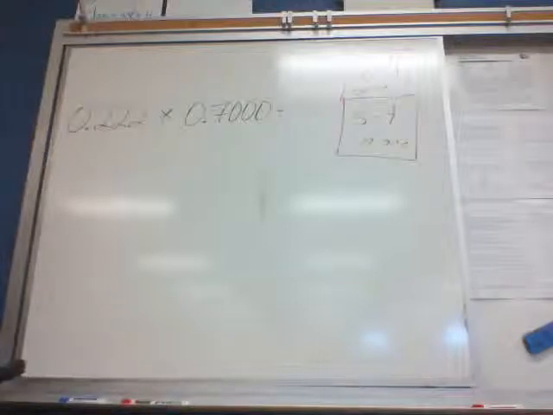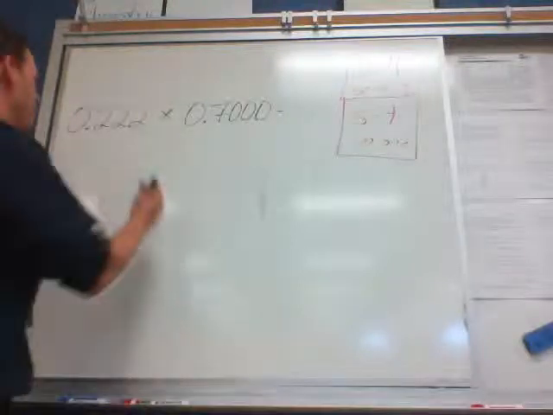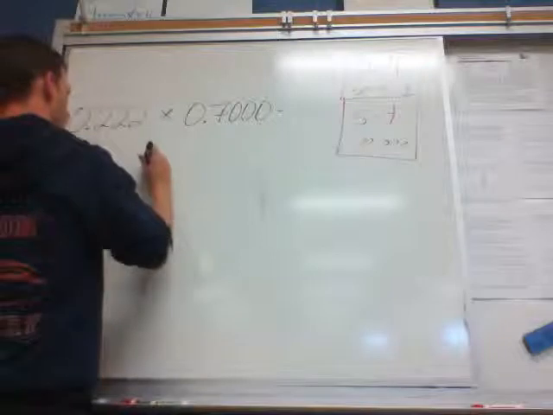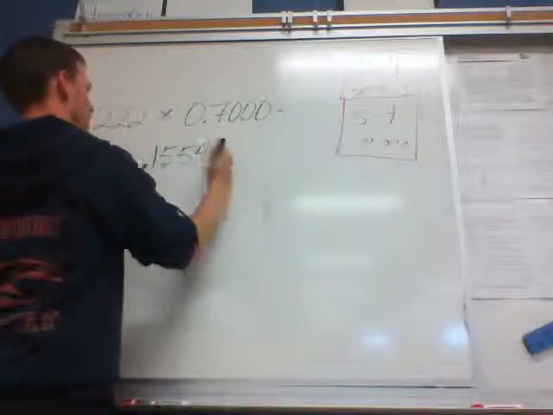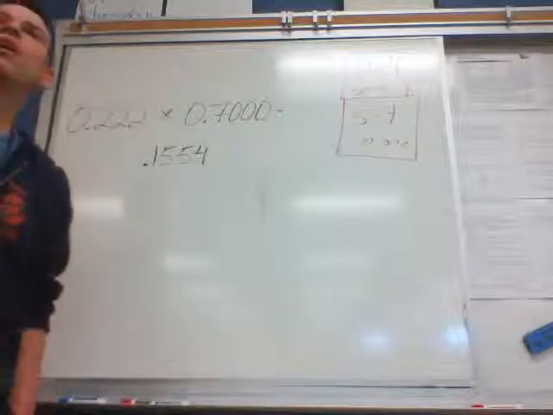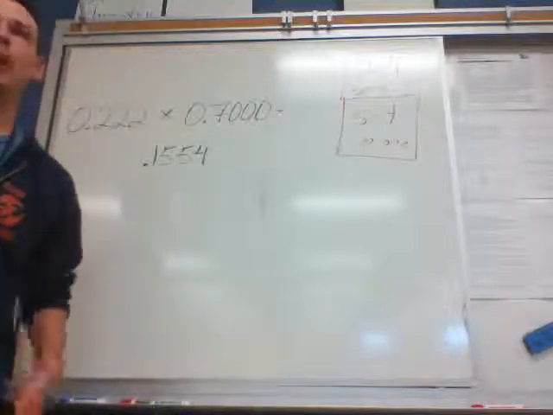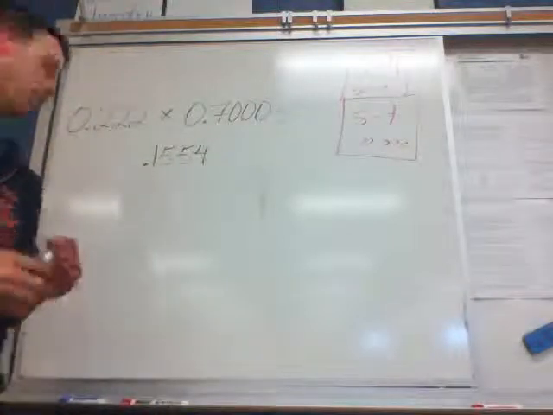In my calculator, 0.222 times 0.7000, I get 0.1554 as my answer. However, that is not an acceptable answer. Let's look at why.